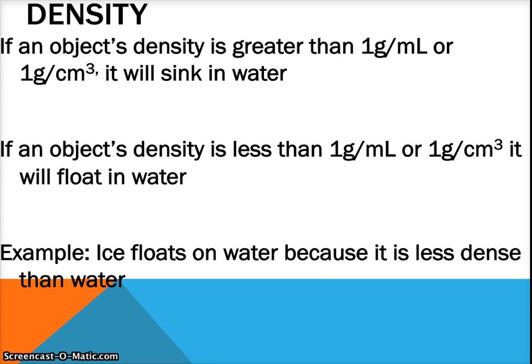If an object's density is greater than 1 gram per milliliter or 1 gram per cubic centimeter, it will sink in water. If an object's density is less than 1 gram per milliliter or 1 gram per cubic centimeter, it will float in water. For example, ice floats on water because it is less dense than water. It has a density of less than 1 gram per cubic centimeter.